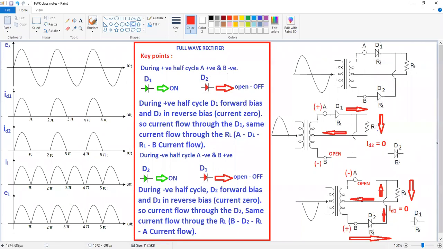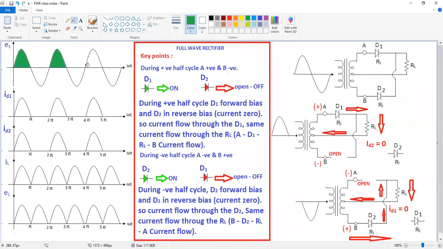Positive to diode D2, and after that it flows in the upward direction. Thereafter load resistance, thereafter your transformer secondary. We have already written this: D2, RL, RL to A. This is the current direction during positive half cycle as well as negative half cycle. From this, I am going to draw the waveforms here.